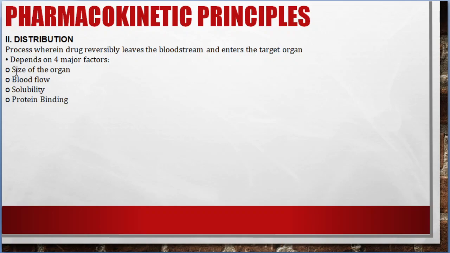So let's repeat again. The size of the organ, it's actually directly proportional, meaning mas malaki, mas compact, mas extensive ang distribution. How about blood flow? The more na maganda ang ating blood flow, it's also directly proportional with our distribution, meaning more extensive also ang kanyang distribution. Solubility, the more na lipid soluble ito, the more na extensive ang distribution, meaning it's also directly proportional. How about protein binding? Si protein binding, the more na nakabind siya sa ating protein, the lesser the distribution will be. So si protein binding lang ang inversely proportional. Pero si solubility, dapat lipid soluble, not water soluble.